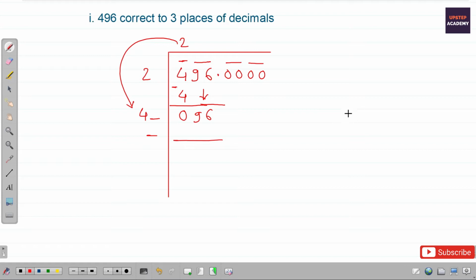Now let me try with 1. 41 into 1. If I take 1 in the place of this underscore, then what will be the multiplication? 41 will be the multiplication, which is quite less than this 96. Let us take another number, 42 into 2, so it will be 84. Yeah, it could be possible to take 84, but let us check what happens with 3. 3 into 3 is 9, 3 into 4 is 12, which is greater than this 96, so 84 is the correct number to take over here.